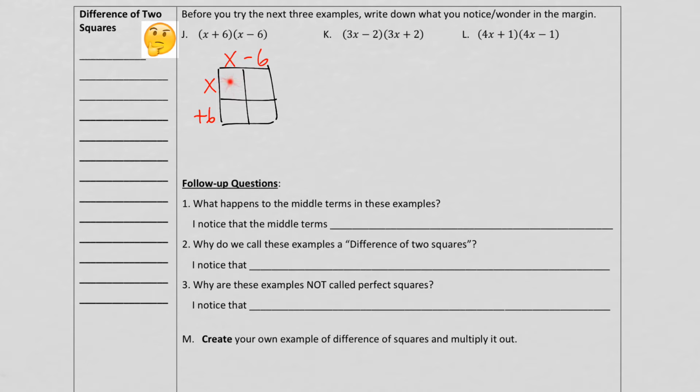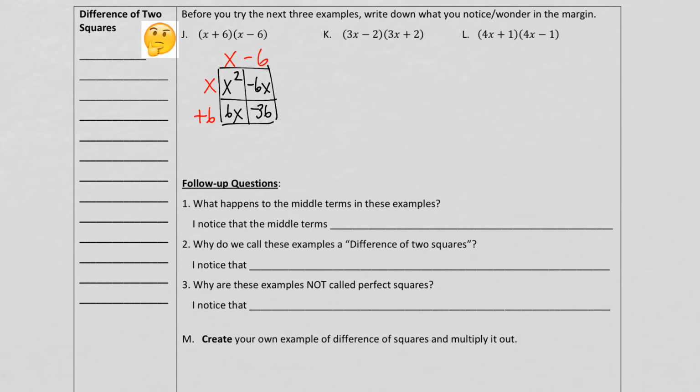X times x will give us x squared. Negative 6 times x will fill in this little box. Negative 6 times x is negative 6x. Down in this empty box, it's 6 times x. That's just 6x. And then to finish this empty box, it's 6 times negative 6. That's negative 36.